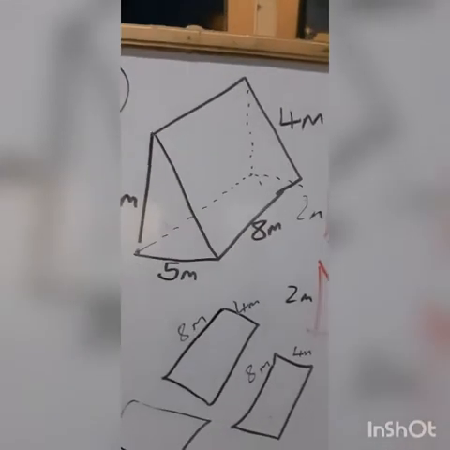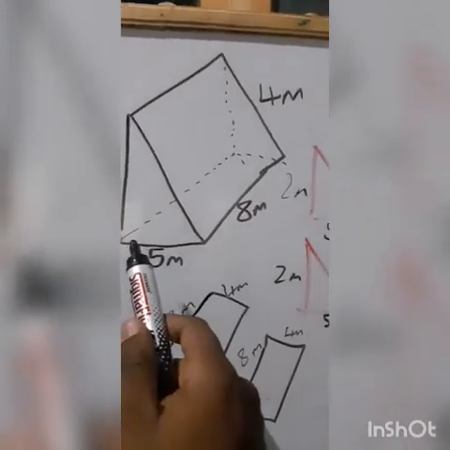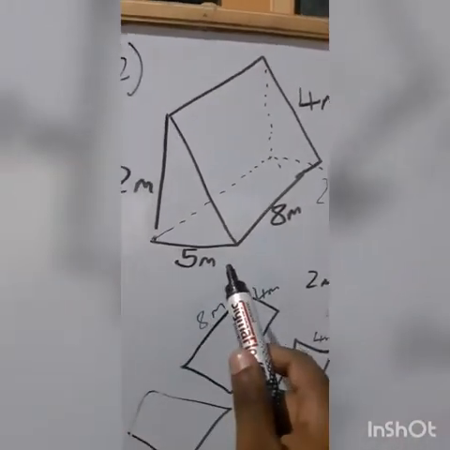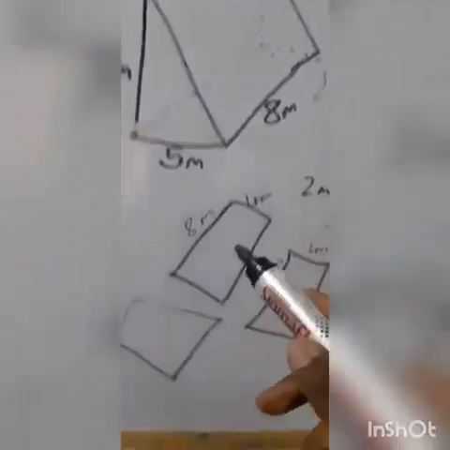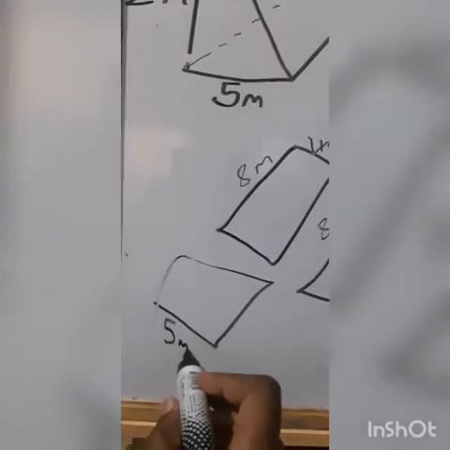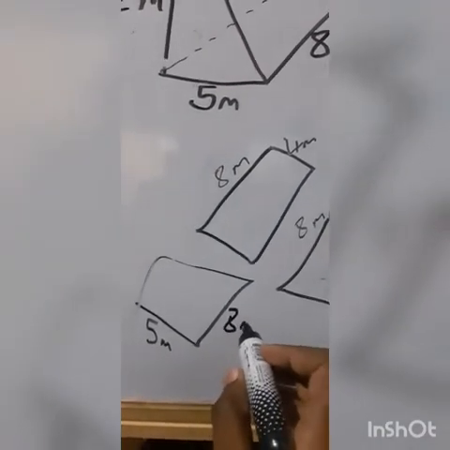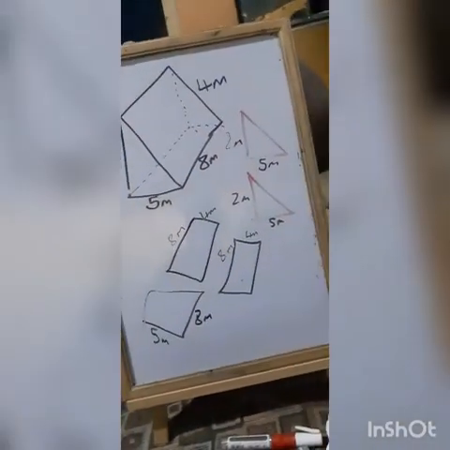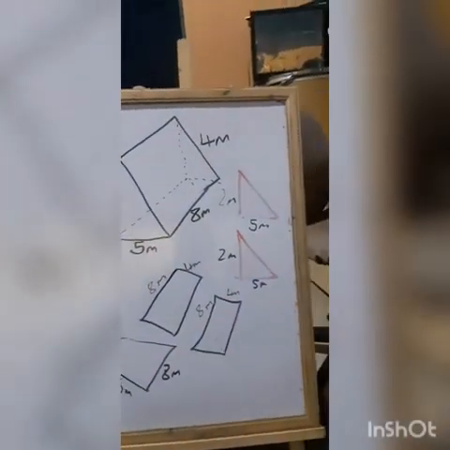Now look at the rectangle at the bottom. We already have one length here which is 5 meters and we have another length here which is 8 meters. So we can draw that perfectly here. So we can call down here 5 meters and we can call that 8 meters. Now we have all of the 5 shapes that actually make up a triangular prism.